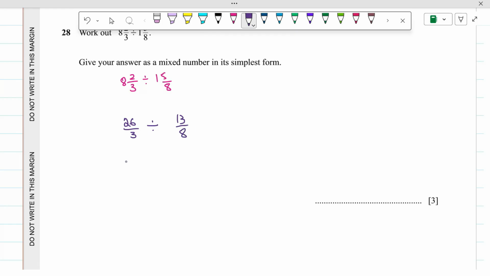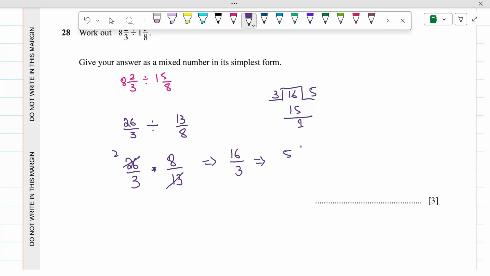Further solving, we have 26 over 3. To convert the division to multiplication, this fraction will be reciprocated, so this will be 8 over 13. This is equal to 2, and we will have 16 over 3. And in mixed number form, 16 divided by 3 gives 5, which is 15, and 1 will be the remainder. So we can write it as 5 1/3. So 5 1/3 is the mixed number.